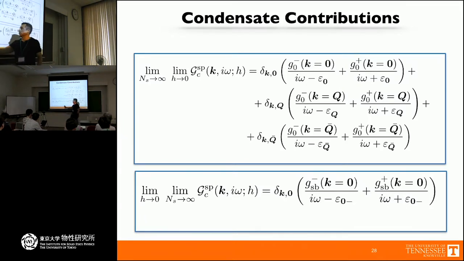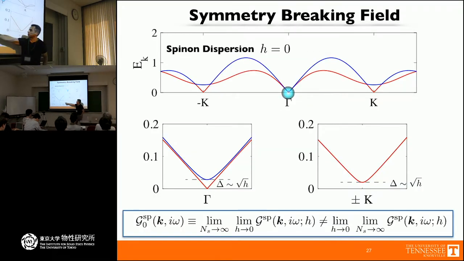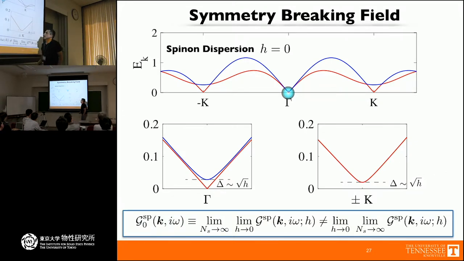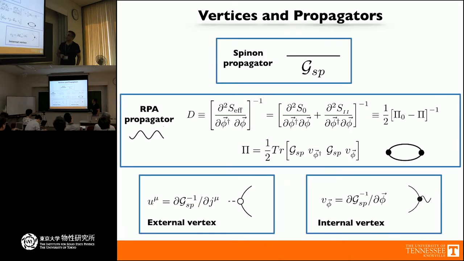When you take the limit in the correct order, so you first take the thermodynamic limit and then you take the limit of h going to zero, you only get a contribution at the gamma point, right? Which is related to what I was explaining here. There is only one gapless point at the gamma point. So basically what you are doing with that limiting procedure is choosing the correct ground state. Okay, so now we are ready for the perturbative 1 over N expansion, right?